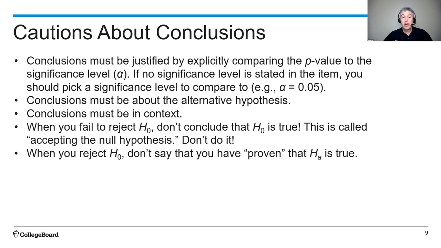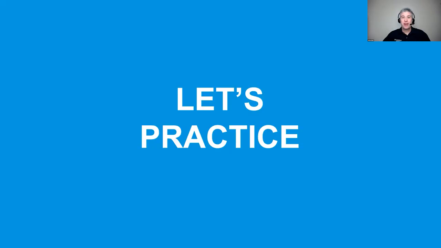Which leads to another common error. If we do reject the null, then it's a common error to say that we've proven that the alternative is true. Well, in AP statistics, we never prove anything. It's always based on probabilities, and there's always a chance of error. We'll talk about those errors in topic 6.7. Now it's time for you to practice.